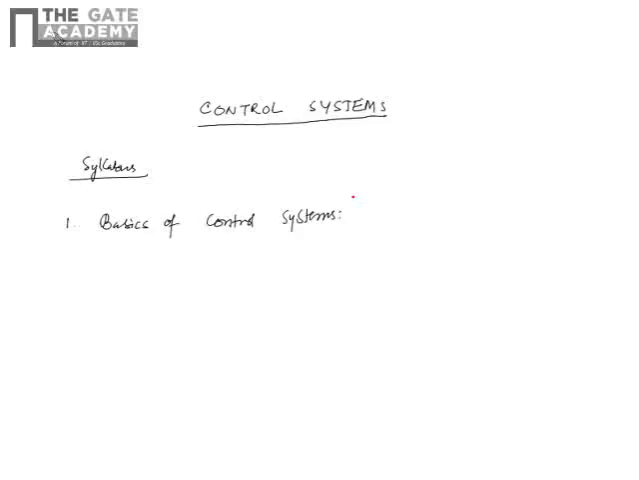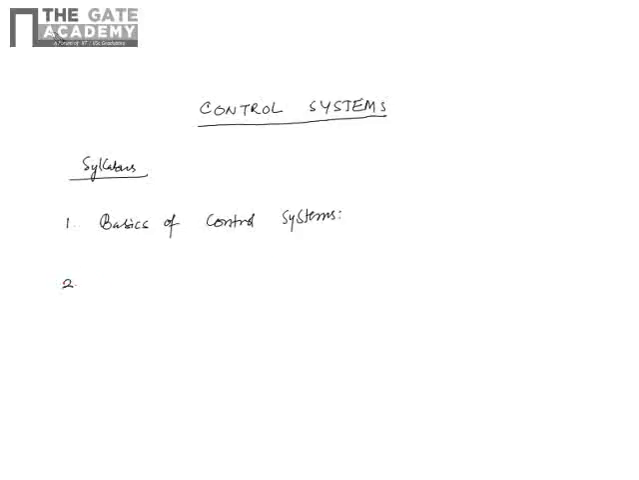Then what feedback we are applying in the system, whether it's negative feedback or positive feedback, and what is the advantage of negative feedback over positive feedback. All that we'll discuss in this. Then how to find the transfer function by using block diagram reduction techniques and signal flow graphs, that is Mason's gain formula. All that we'll discuss in this unit.